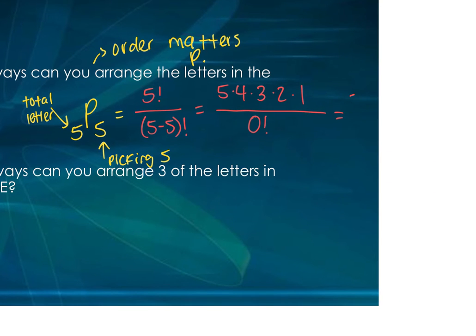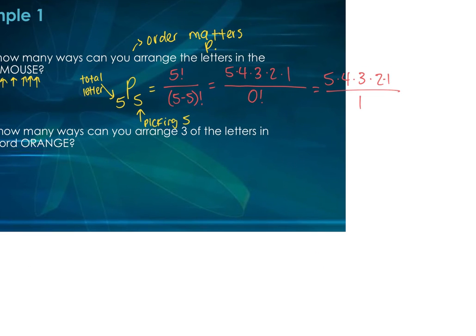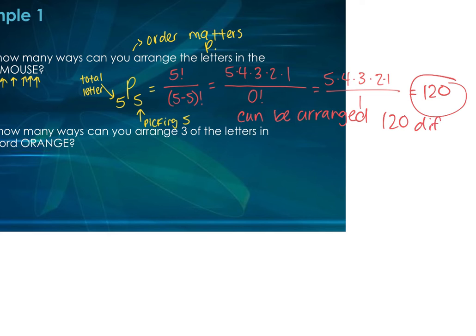So this is going to be 5 times 4 times 3 times 2 times 1, all over 1. Very good. And we already found 5 factorial. What was it? It was 120. So there are 120 permutations. So it can be arranged 120 different ways.